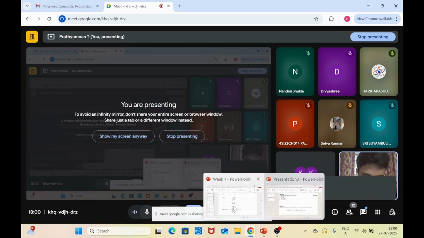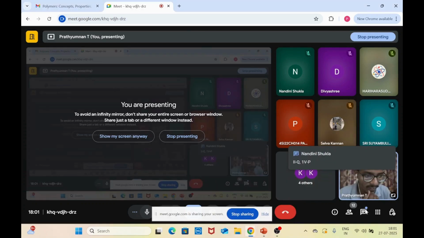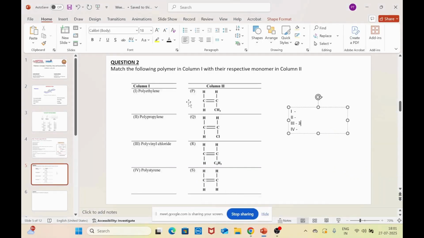Q is 3. Polyvinyl chloride will have a chlorine atom attached to that vinylic bond. It's a vinyl ring, so 3. And then 1 is S. Okay, yeah, that is a very simple question.